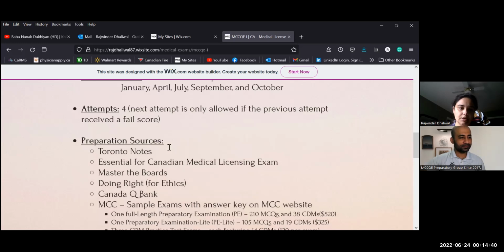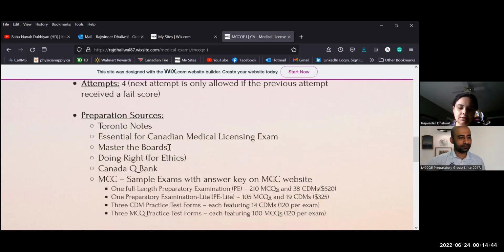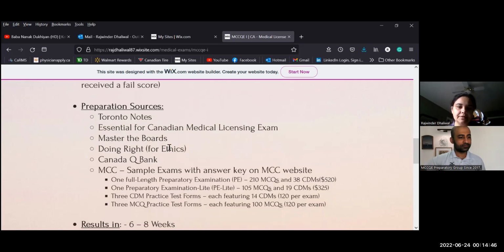Okay. And then these are preparation sources. You can use Toronto Notes. It's not a good one. It's pretty much like a reference guide, but that's the only Canadian source we have.